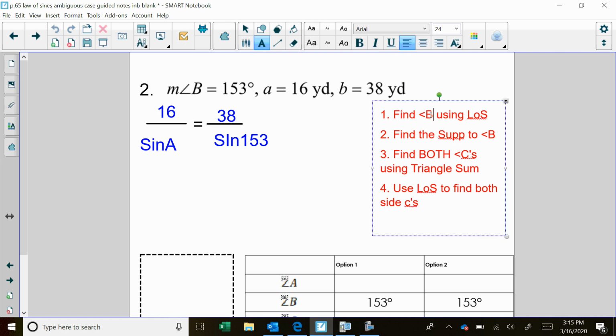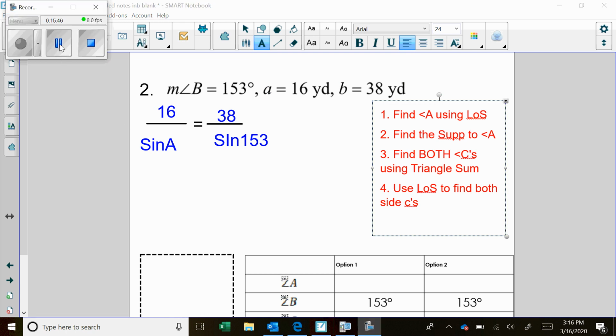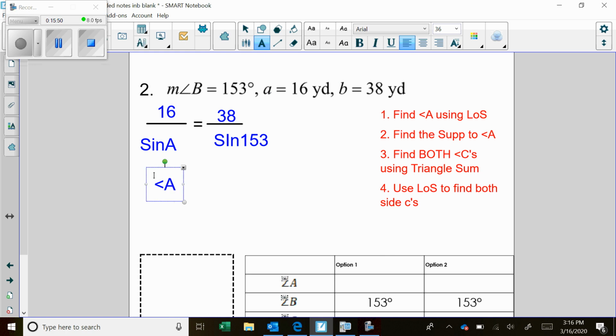I don't know why I've got this as B, because it's not. We have to go find angle A using law of sines, like we had just done in the previous problem. After calculation, we find that capital angle A is 11.0 degrees.